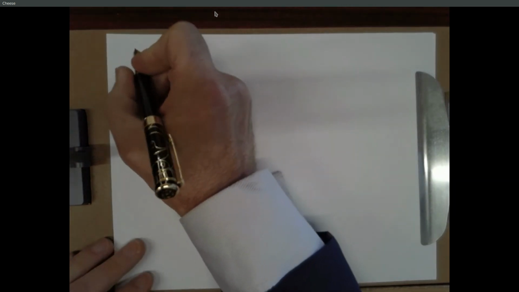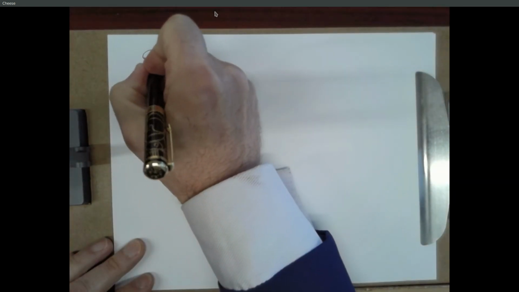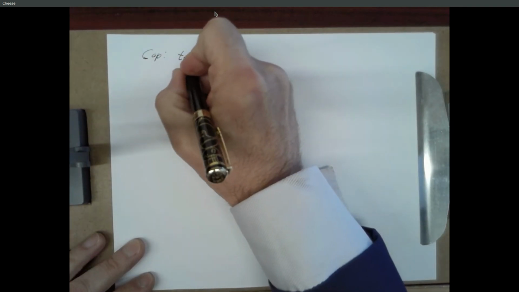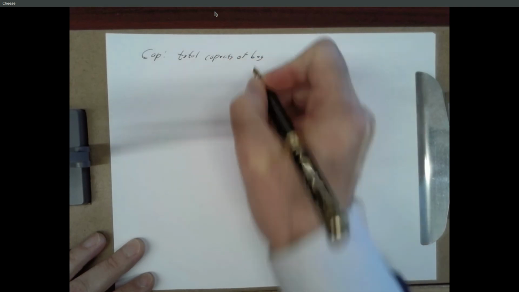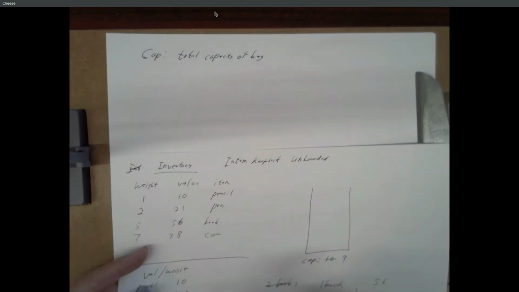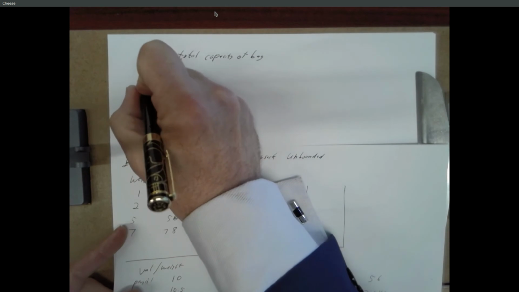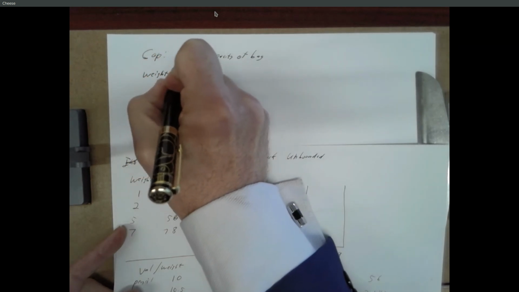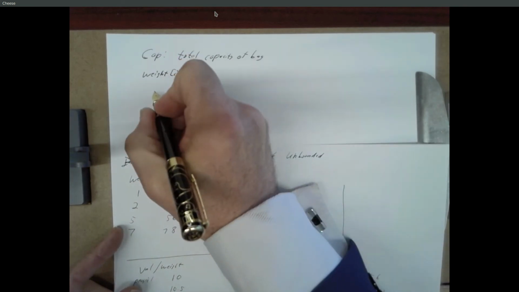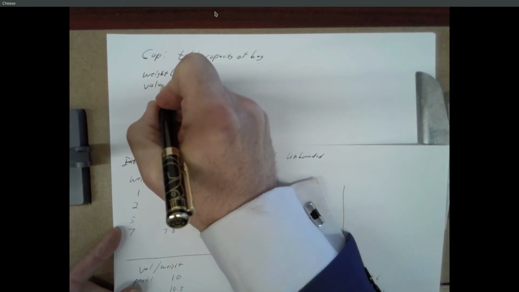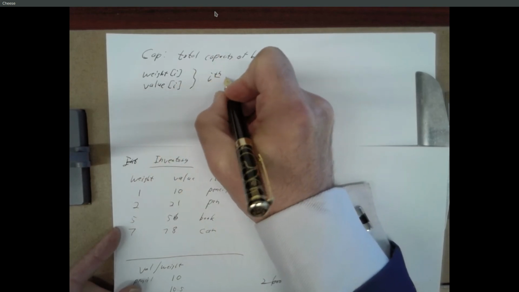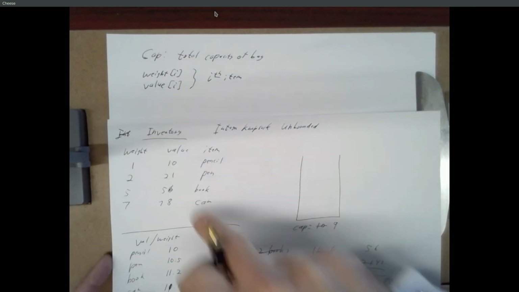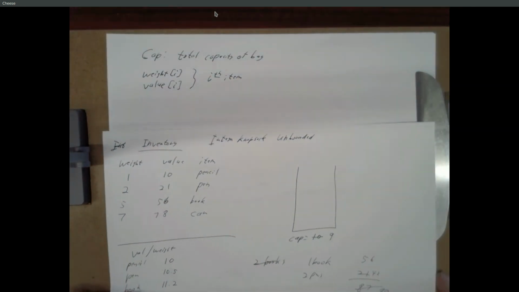All right, so here's our algorithm. So cap is the total capacity of the bag. So 9 pounds, 20 pounds, whatever. And if we have an inventory, we can think of some arrays: weight[i] and value[i]. This is for the ith item. So we have some arrays that store this inventory information for us.